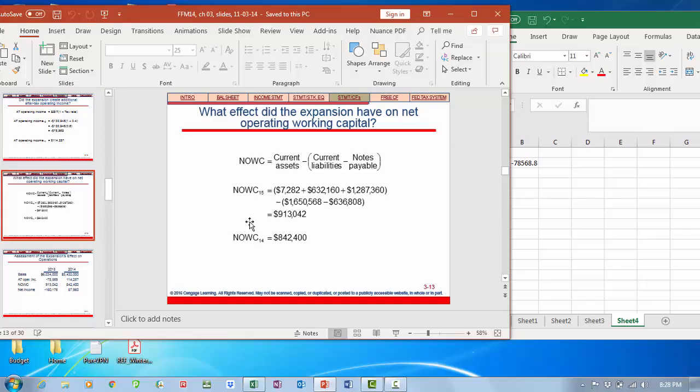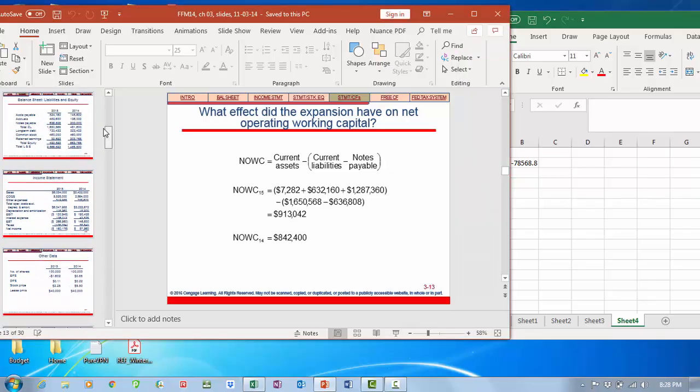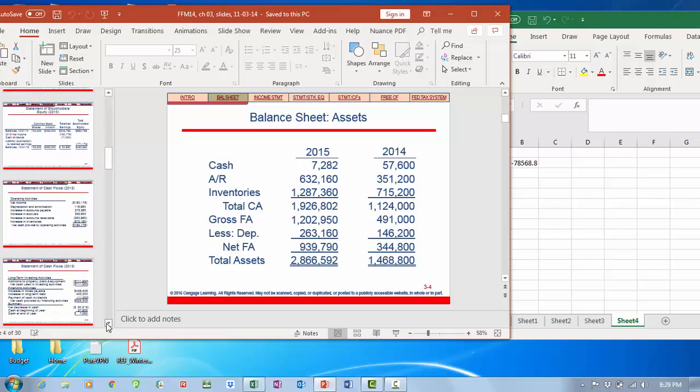Now looking at the net operating working capital, which is equal to current assets minus current liabilities minus notes payable, and that simply can be taken from your balance sheet. So current assets for 15, let me show you where to get it from. There you go, you have your total current assets. That is where you can get your information. And then you have what else is required.